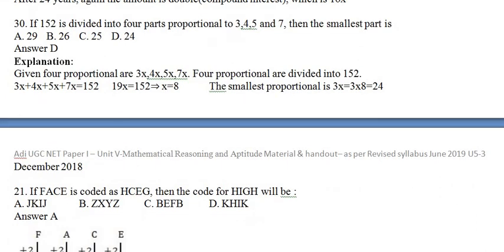And then if 152 is divided into 4 parts proportional to 3 times plus 4 times plus 5 and 7 times, then what is the smallest part, okay. For that you assume all are x, okay. Then summing all the x, which is equal to 152. We calculate x, then 3x is the minimum value, right, okay. 3 into x, where x is nothing but 8, okay. So it is 24, okay.